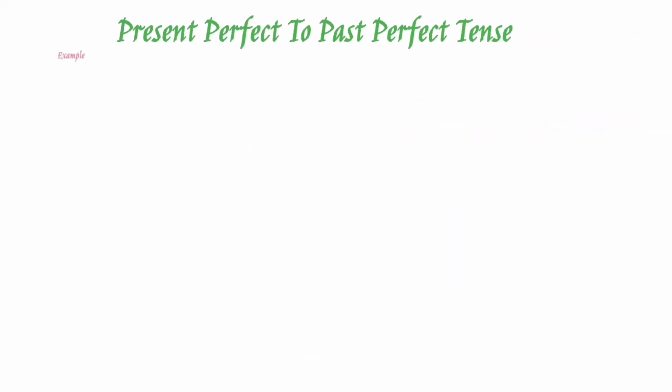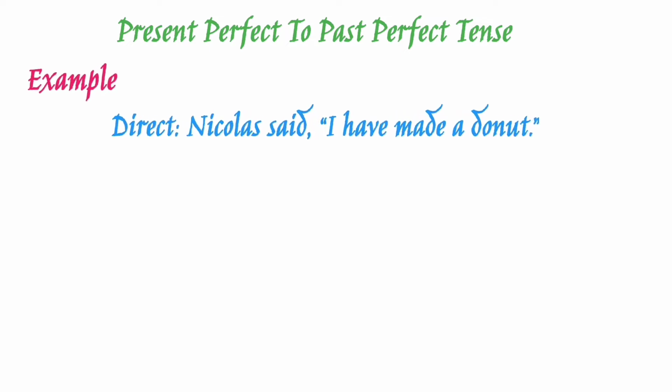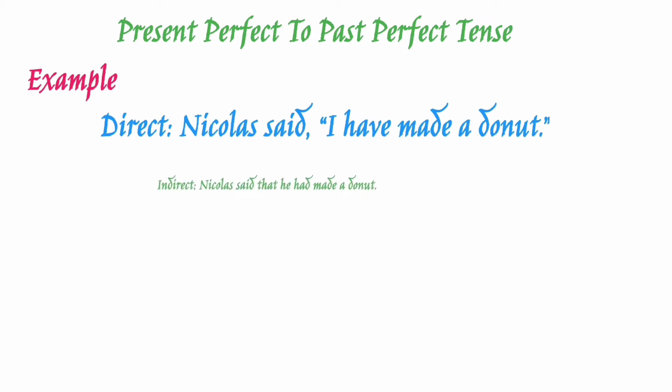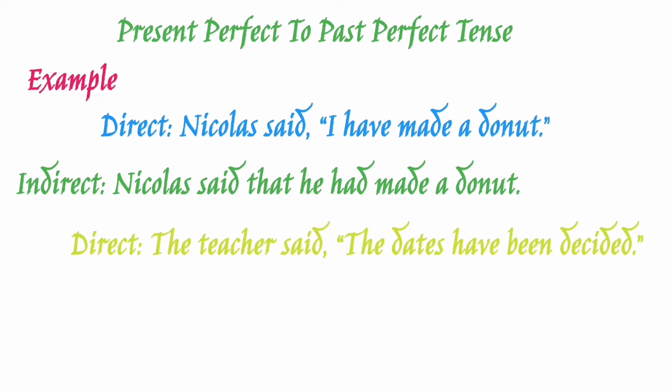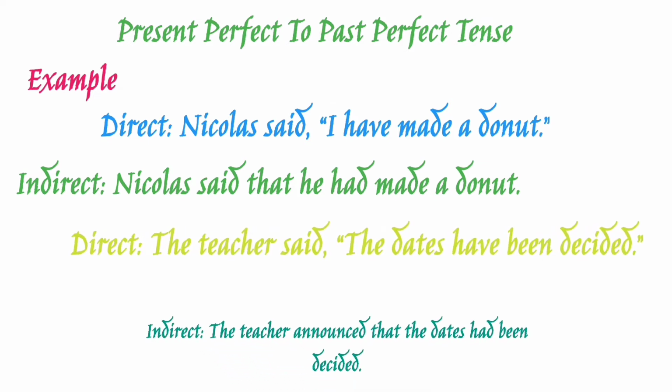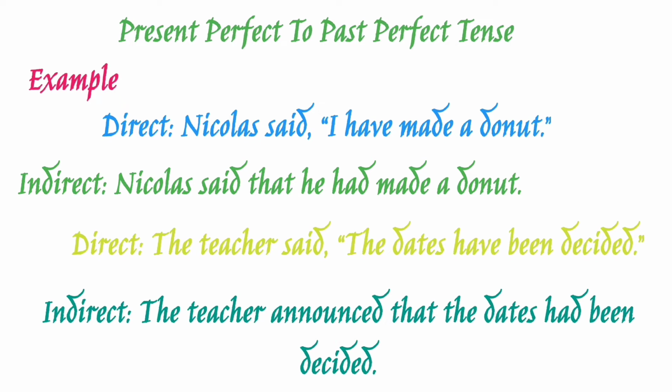Present perfect to past perfect tense. Example. Direct: Nicholas said, "I have made a donut." Indirect: Nicholas said that he had made a donut. Direct: the teacher said, "The dates have been decided." Indirect: the teacher announced that the dates had been decided.